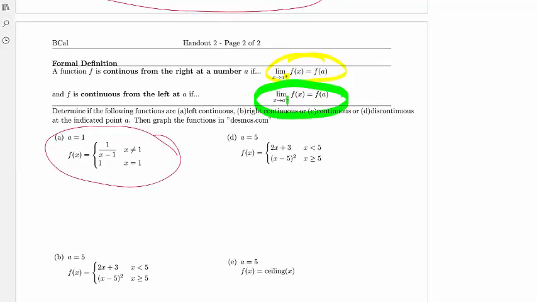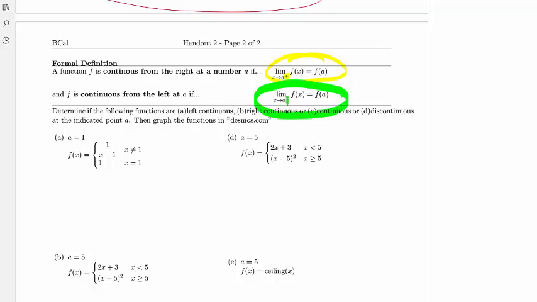Alright, so what we're saying in this problem is that if x does not equal 1, we're going to use this expression. If x does equal 1, then the output is just 1. So we want to know, is it continuous, discontinuous, what's going on?